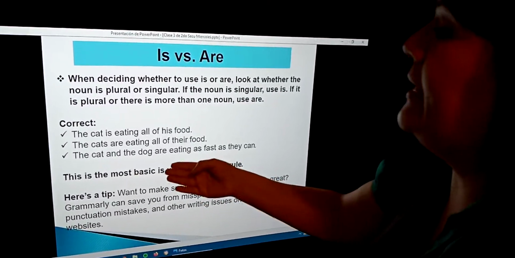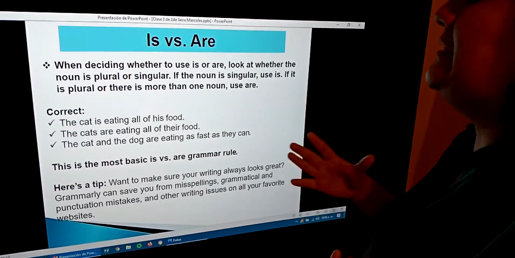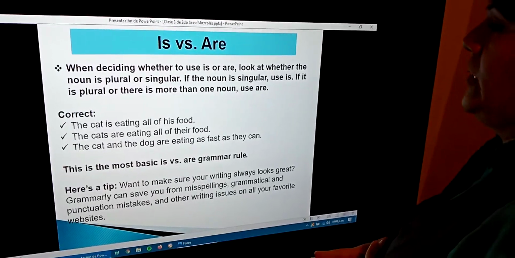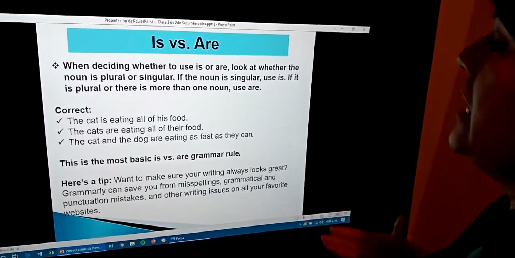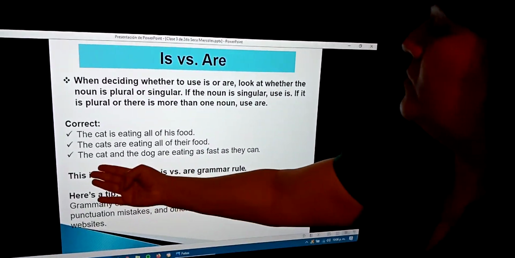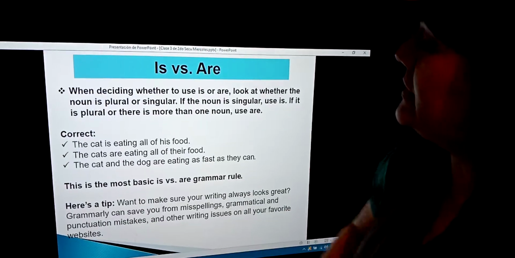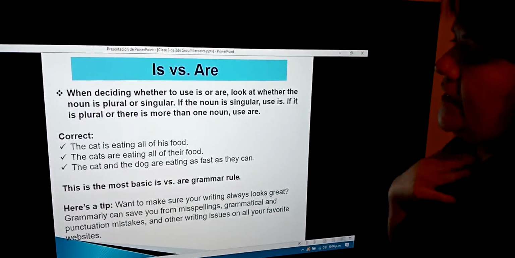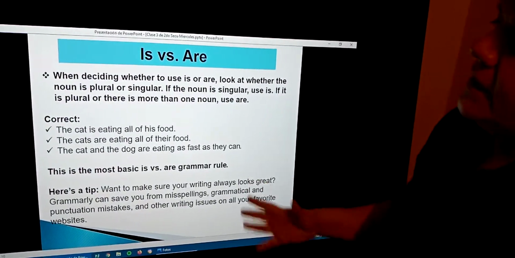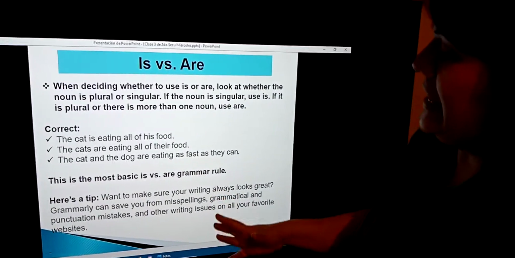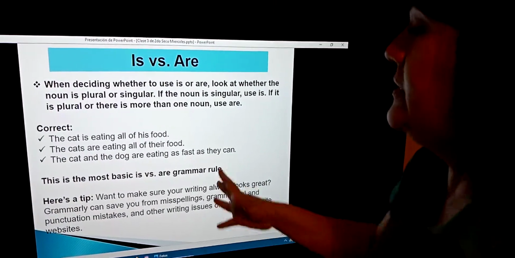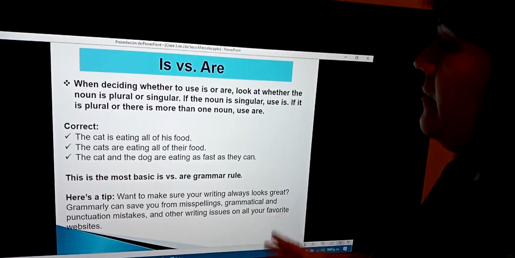Okay, and then the cat and dog are eating as fast as they can. The one animal and the second animal make a plural, so we use are. This is the most basic is and are grammar rule.